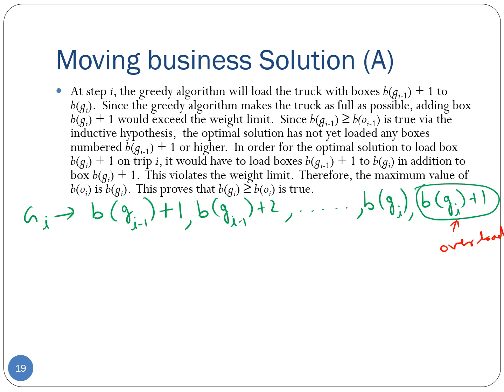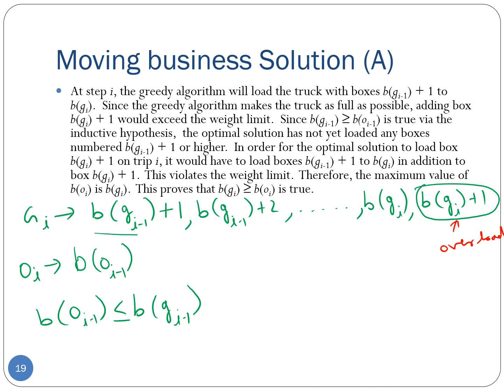Now let's think about what the optimal algorithm will do in the ith trip. So the optimal algorithm in the previous trip sent boxes up to b of oi minus 1. Now from our inductive hypothesis we know that b of oi minus 1 is less than or equal to b of gi minus 1. Okay, so what this means is this optimal algorithm still needs to send all these boxes that the greedy algorithm is sending, starting from b of gi minus 1 plus 1 to b of gi.